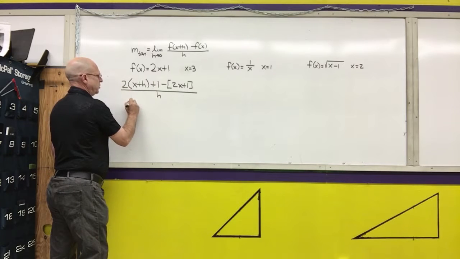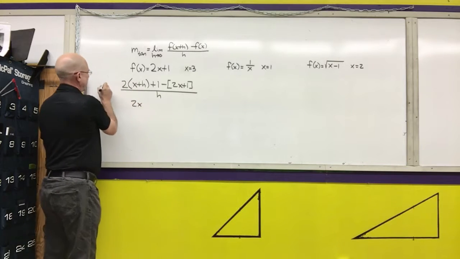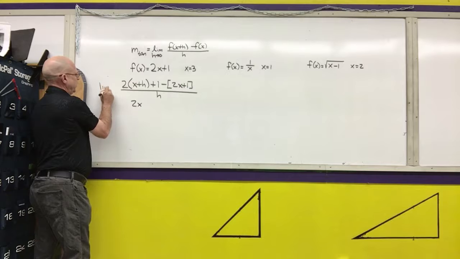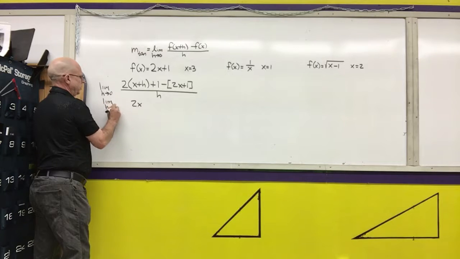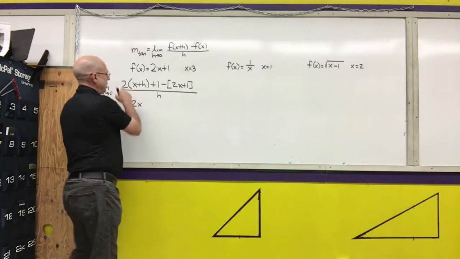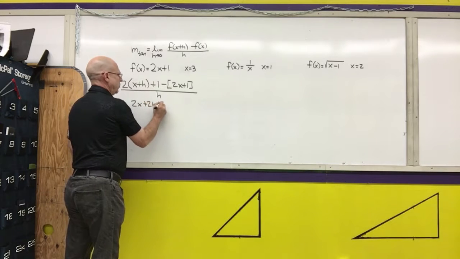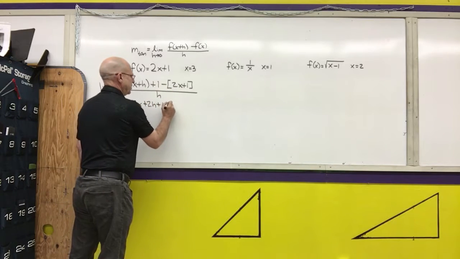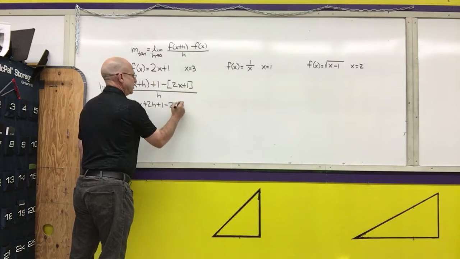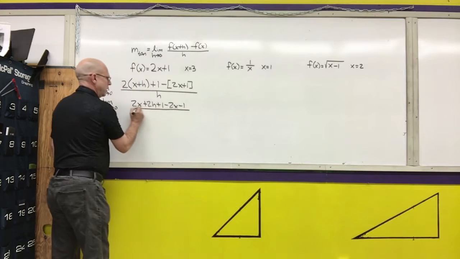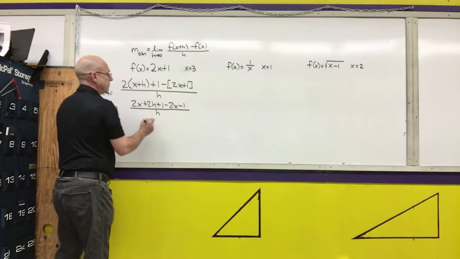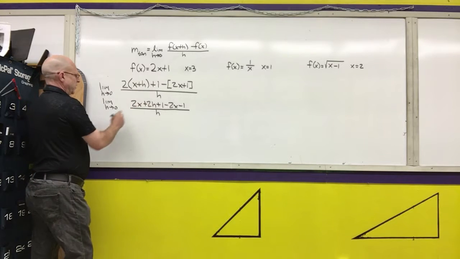So 2 times x is 2x. Oops, forgot to put the limit. This is the limit as h approaches 0. Again, this is going to be the limit as h approaches 0. Don't forget these on your test. 2 times h is 2h plus 1 minus 2x minus 1 all over h. Again, this is going to simplify.